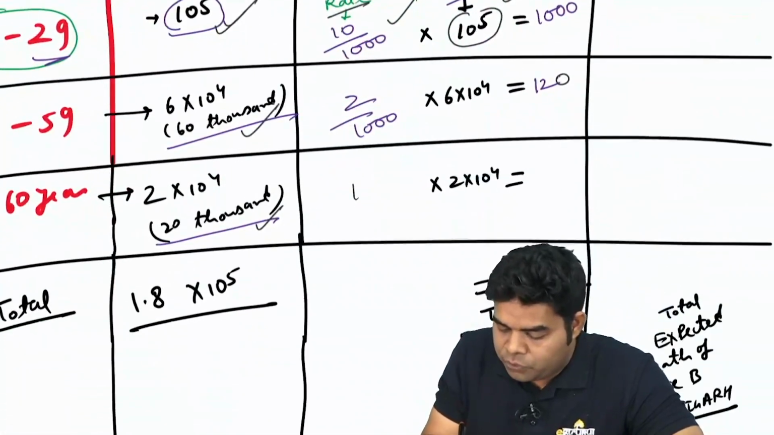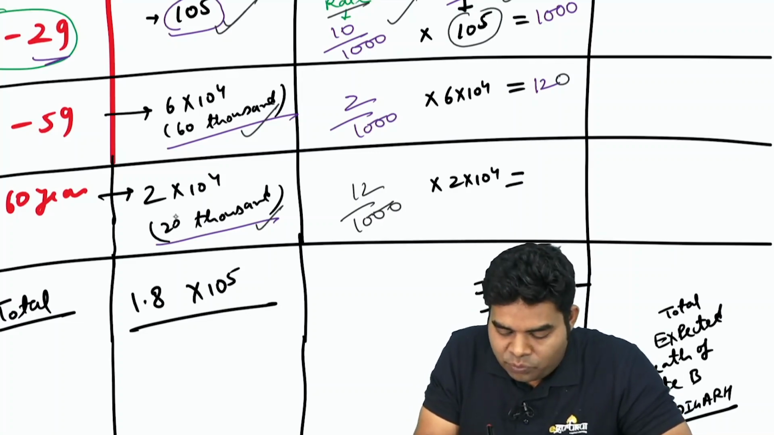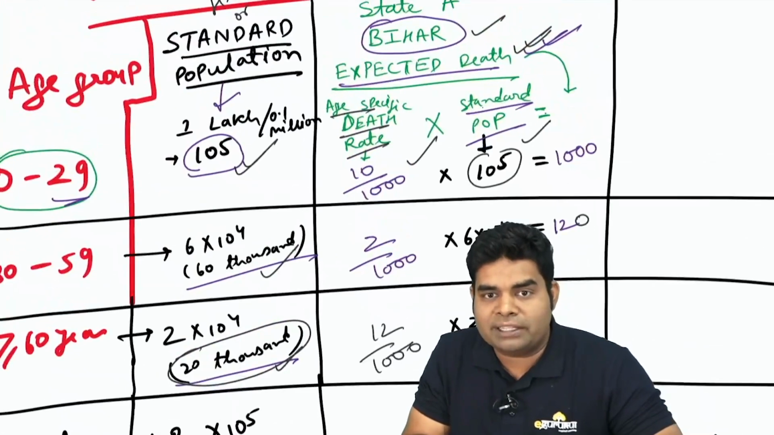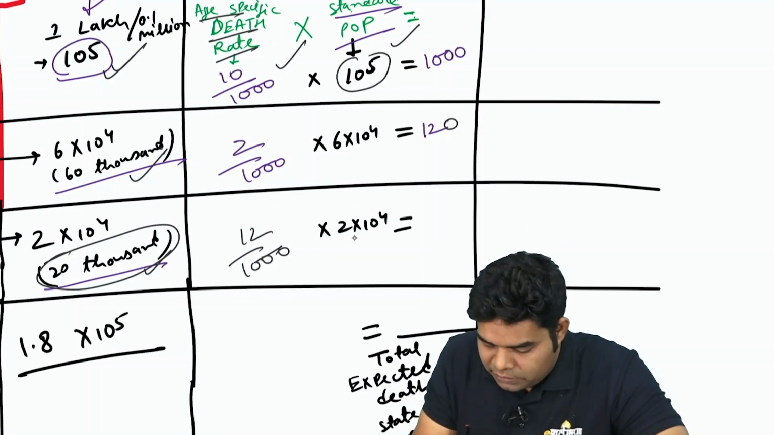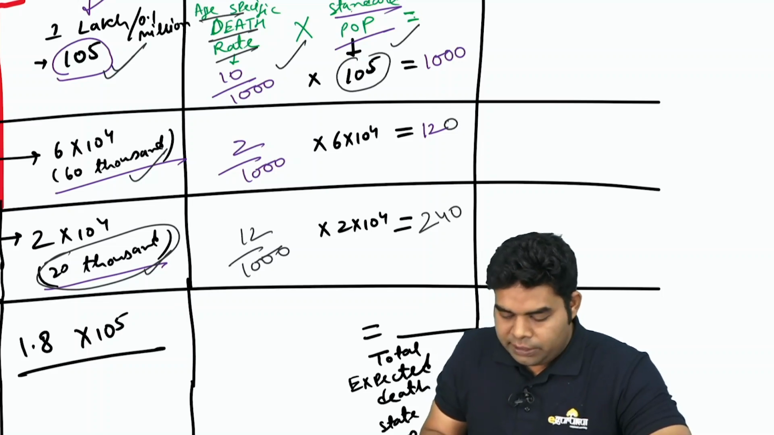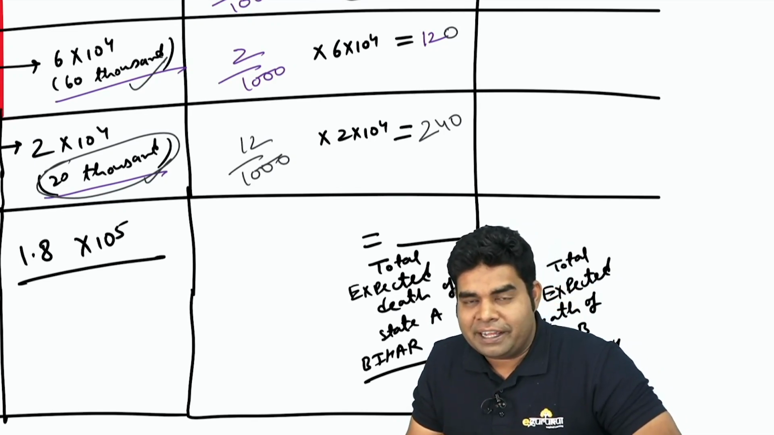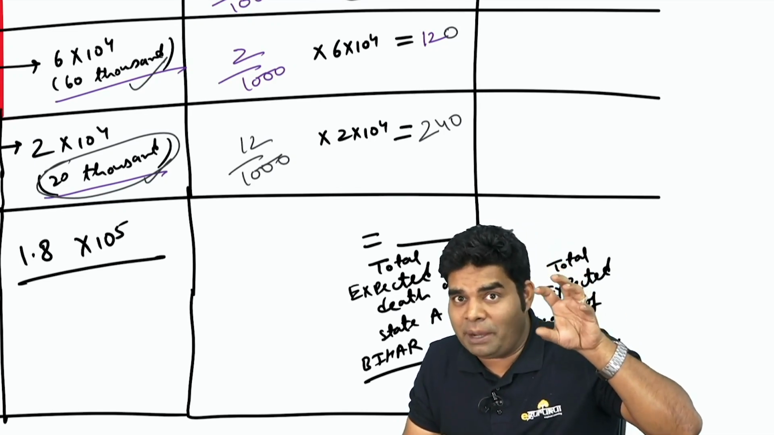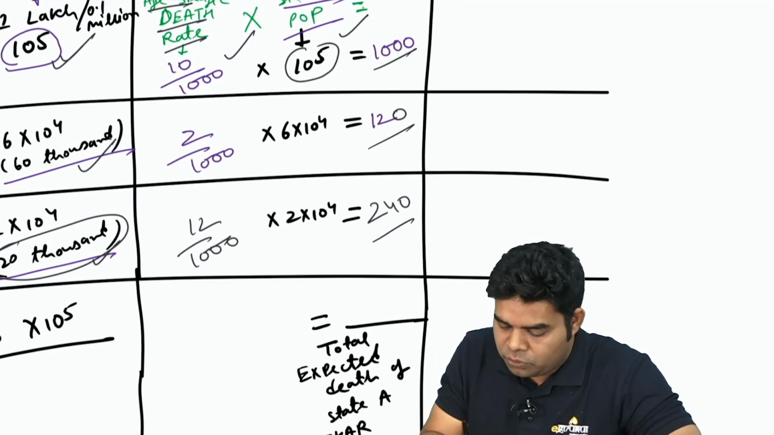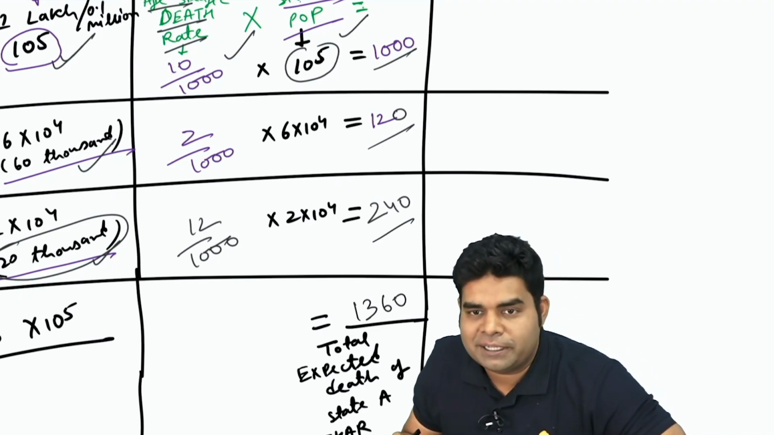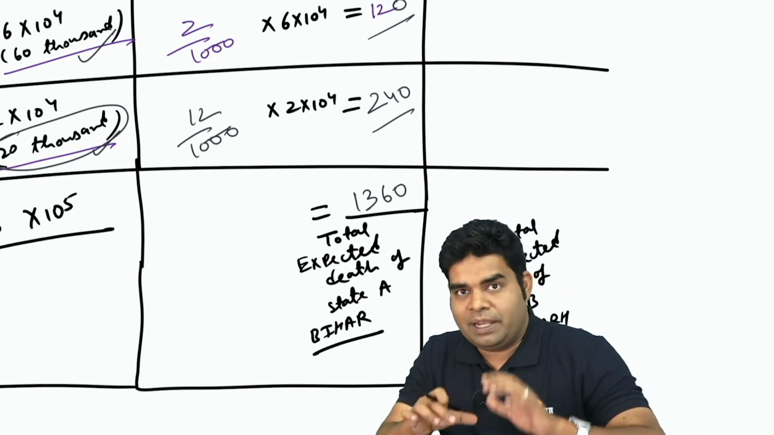So we will multiply 12 per thousand with 20,000. Why multiply with 20,000? Because 20,000 was the standard population which we have taken. So if you do that, you will get 12 into 2, 240. So the total expected death in a year, if we apply it on a standard population, what will we get? We will get 1000 plus 120 plus 240, that means 1360. This is the total expected death of Bihar in a year.